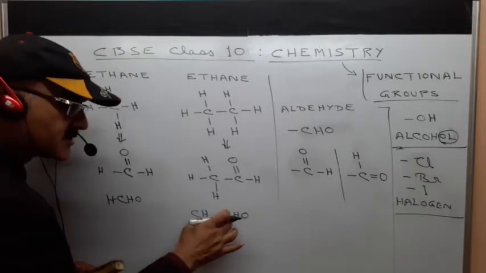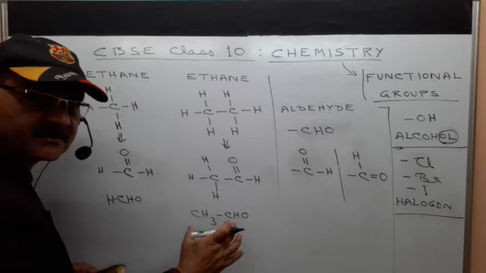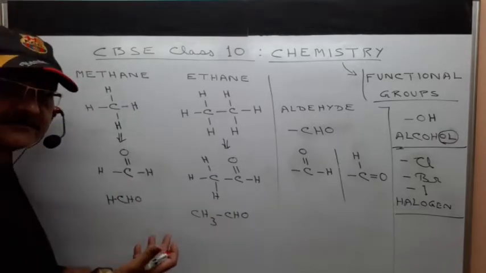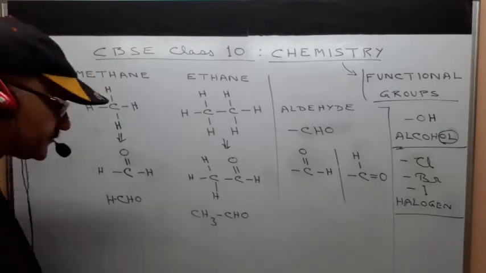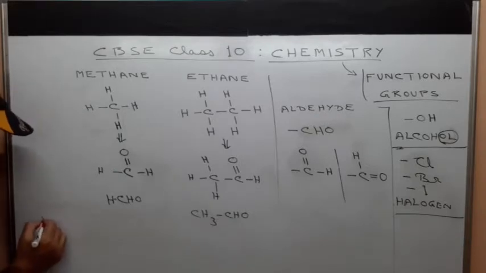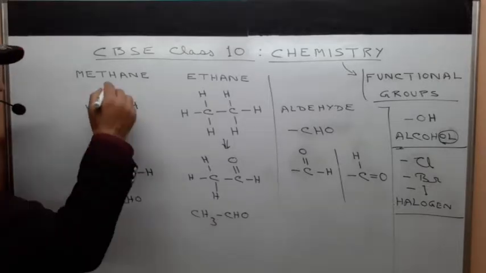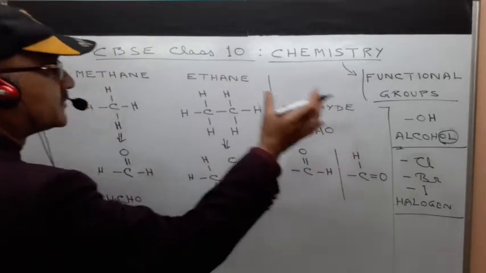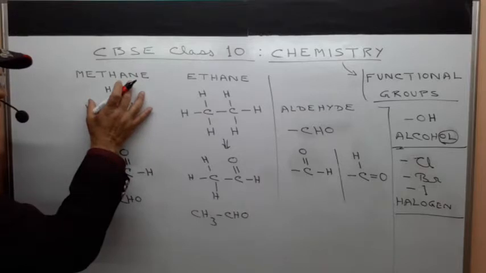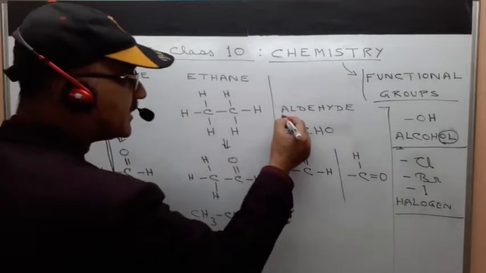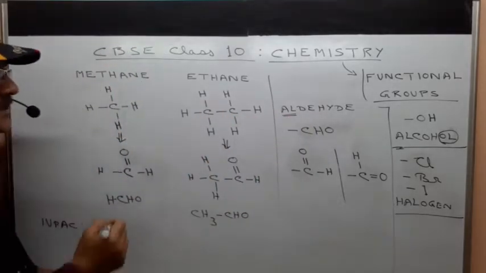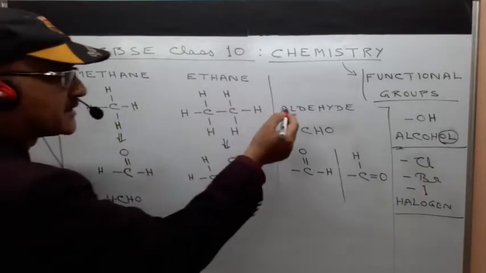Understand? This has been derived from ethane. Now, how do you name them? What will be their names? So as per IUPAC, when an aldehyde group combines with methane, we take the "al" from here and this "e" is replaced by this "al".